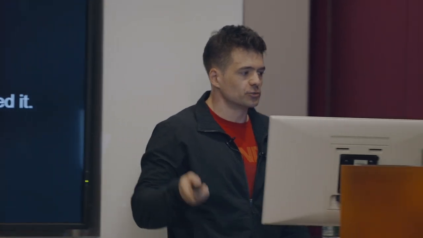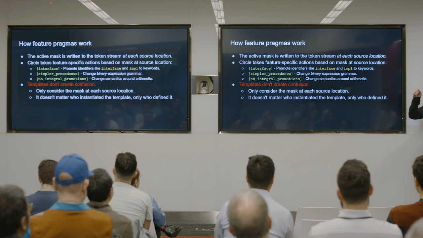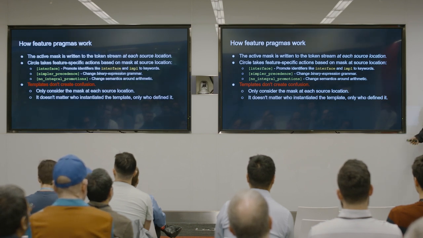The active mask is written to the token stream at every source location. So I have an active mask. I can change that using these feature pragmas. And then every time I emit a token to the translation unit, I'm also emitting the active mask. That's a really sparse data set, because you're not changing the feature mask that often in a 200,000 or a million token translation unit, right? Very sparse data set, so it's very compact and easy to search into.